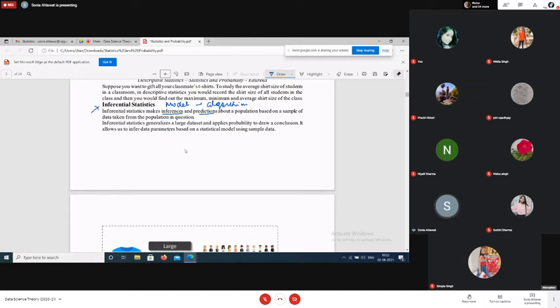So descriptive, no prediction; inferential, prediction. Descriptive, no algorithm; inferential, algorithm, and the model has to be designed. Descriptive, you have visualization only, but in case of inferential you have prediction as well as visualization.